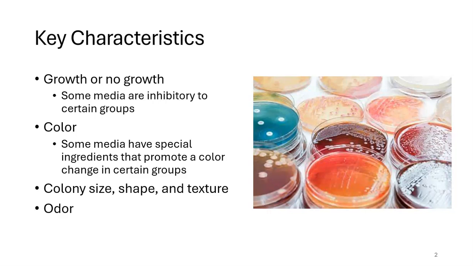Those key characteristics include things like, is it able to grow or not? Because some media are inhibitory to certain groups. You can also see color. Some media have special ingredients that promote a color change for certain groups. Other things that can be observed are the colony size, shape, and texture, along with the odor.